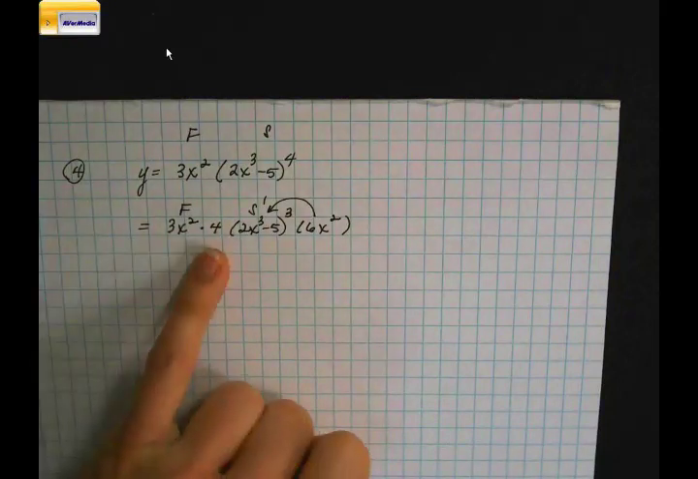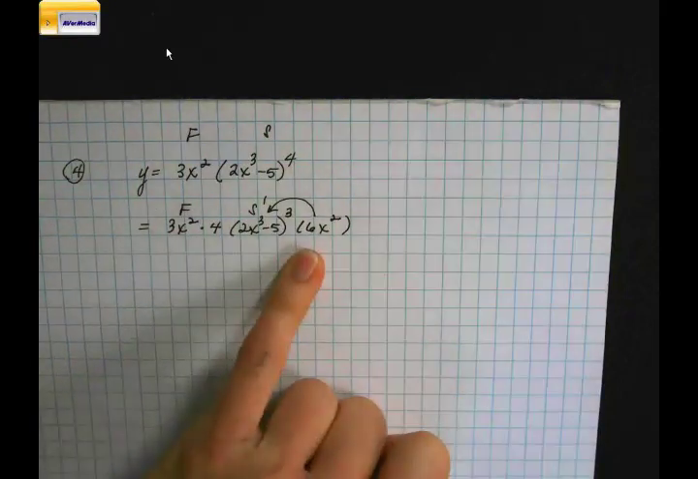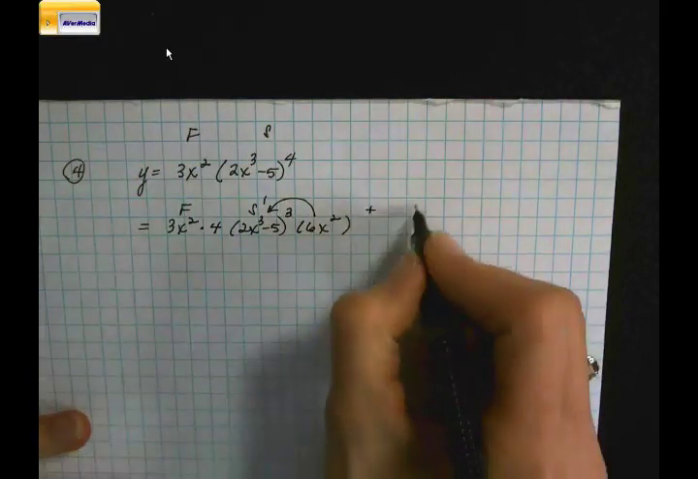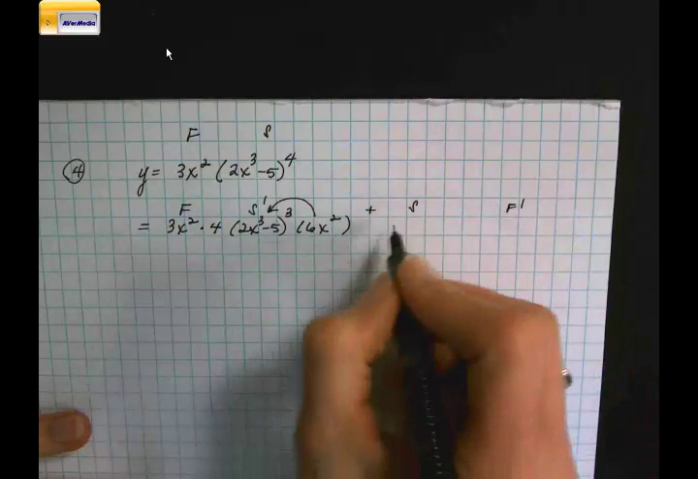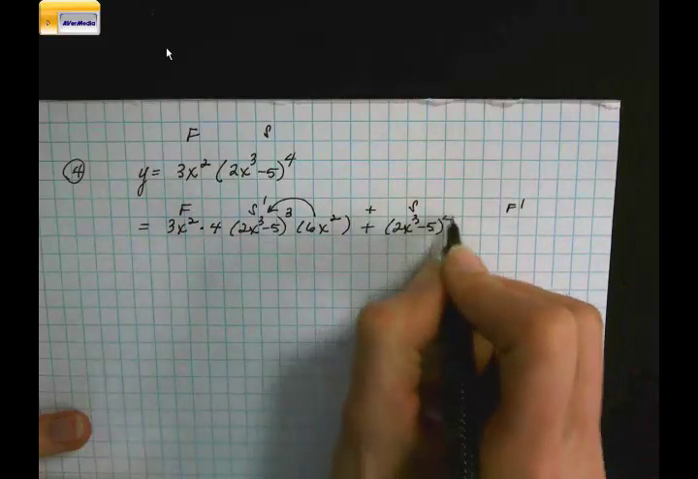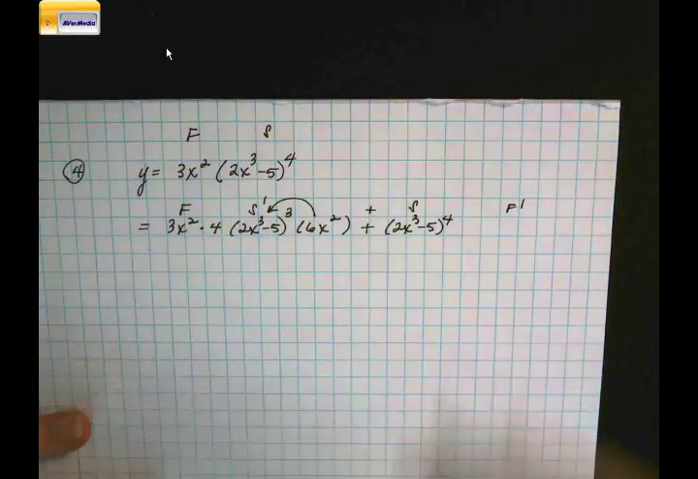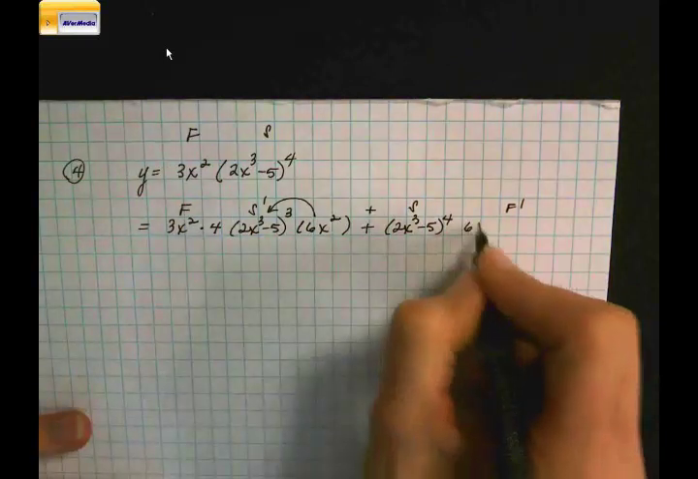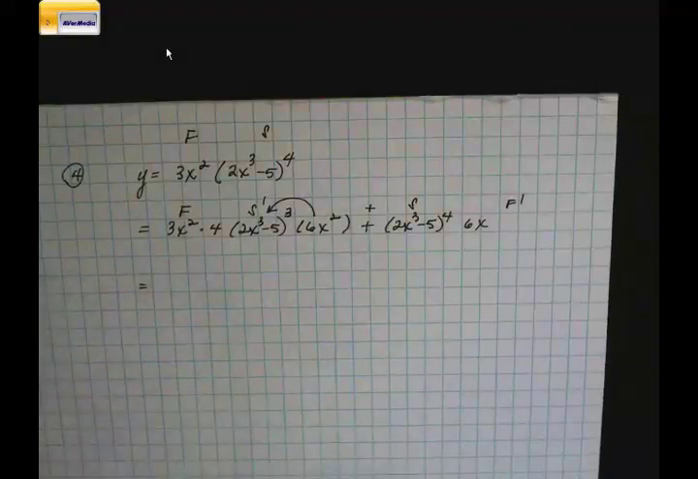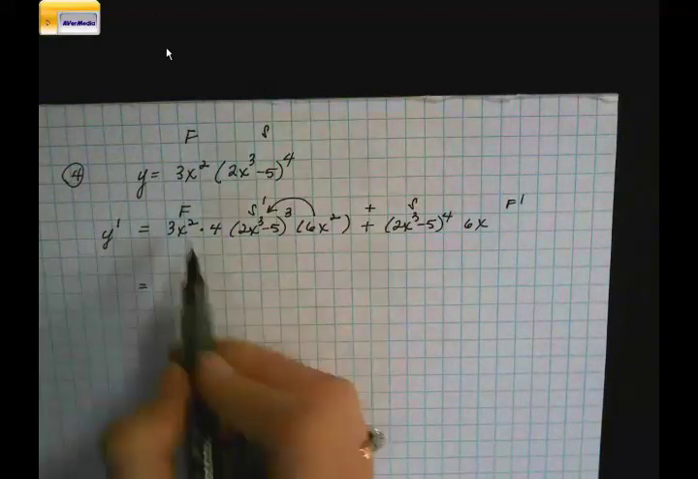So you're going to end up saying 3x squared times 4 is 12x squared, times 6x squared is 72x to the 4th. Okay, that's the first times the derivative of the second, plus the second times the derivative of the first. Okay, the second is 2x cubed minus 5 to the 4th power, and the derivative of the first is 6x. There you go. So now let's clean it up a little bit. With the derivative done, we have accomplished taking the derivative. Now we just want to simplify this.